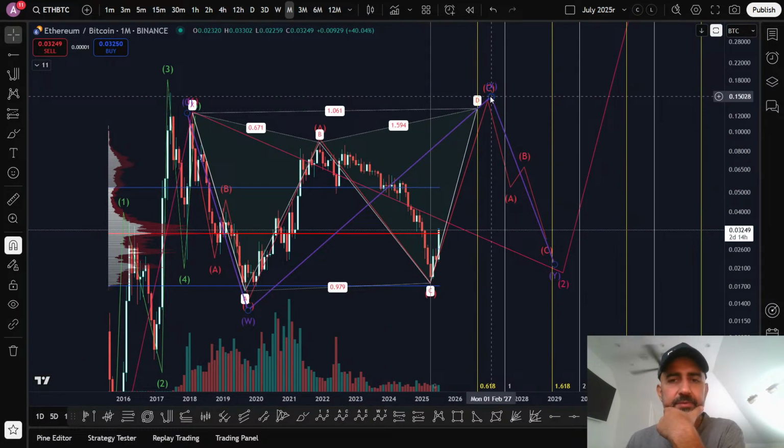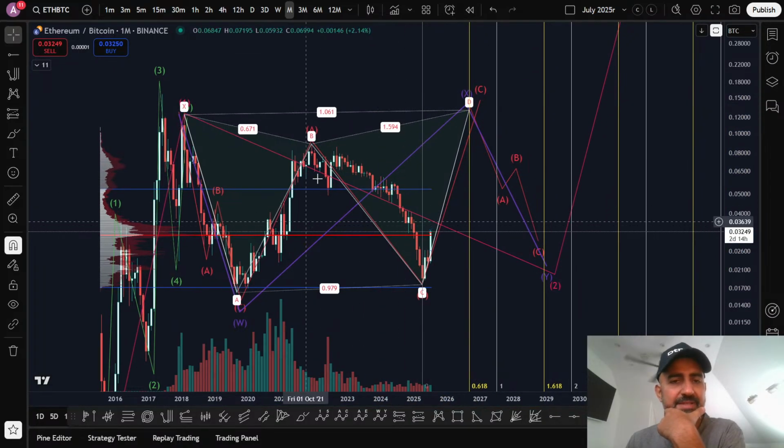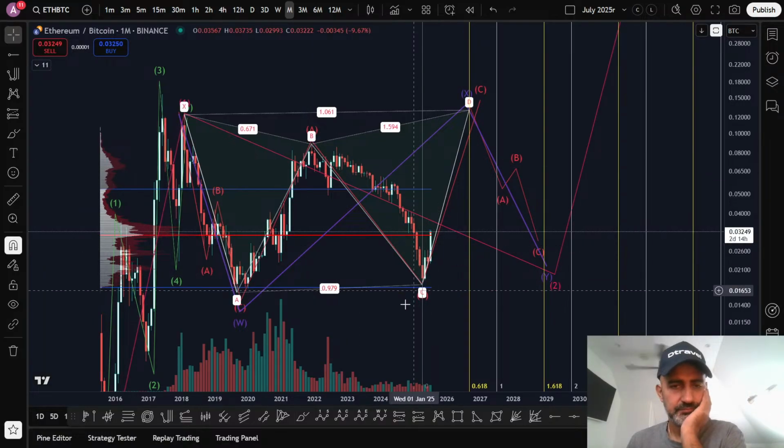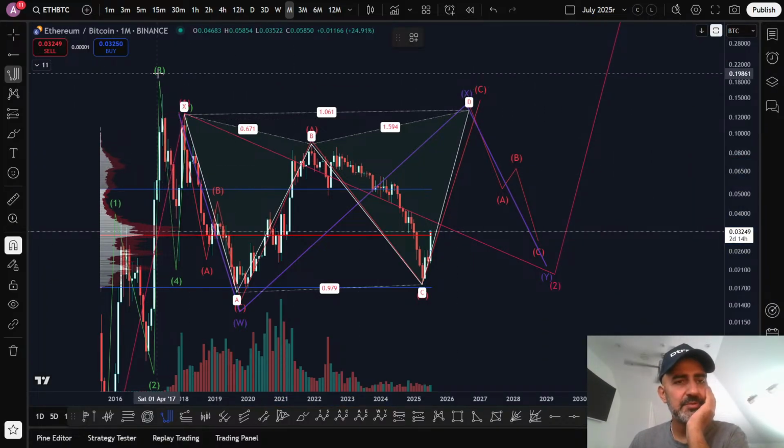Is that possible? Based on those pivots, huh? It's hard to imagine, huh? It's hard to imagine for the bull run to continue until September 26th. Let's take this pivot here.